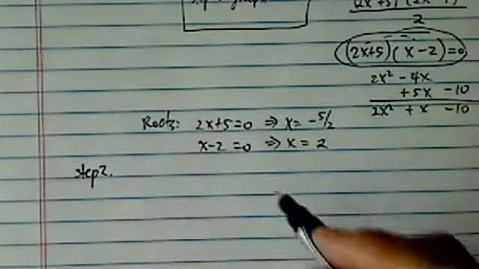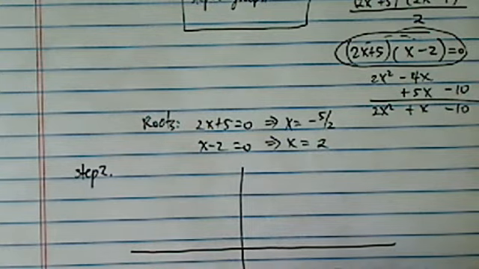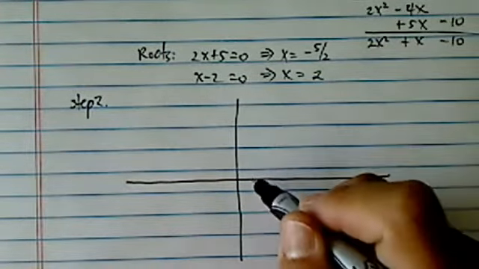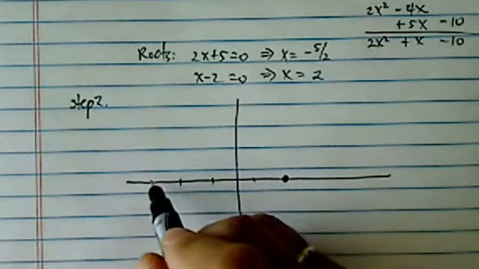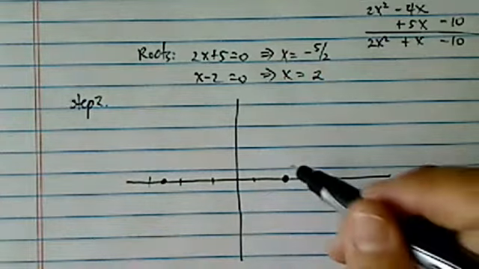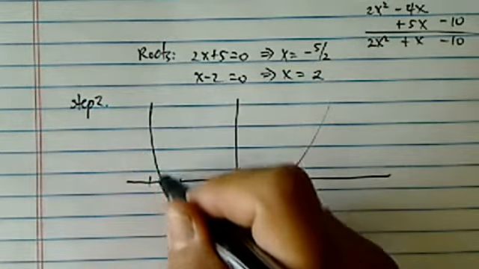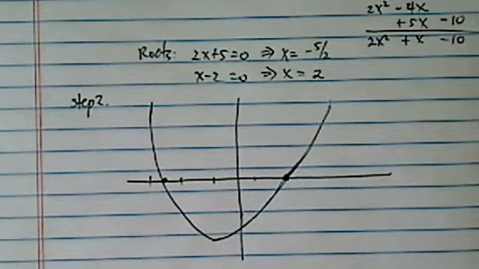We're going to graph this. This is a parabola going upward because the coefficient of the x squared term is positive. x equal to 2 is right over here. x equal to minus 2.5 is right in between. So here's my freehand sketch. Not a pretty one, but you get the picture. Here's my graph.